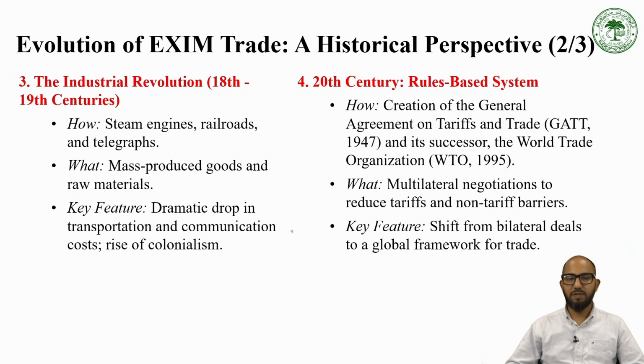Due to this rule based system, the focus was primarily on multilateral negotiations to reduce tariffs and non tariff barriers. Tariff and non tariff barriers are a type of tax in international trade, which we will be discussing in detail in the future slides. The key feature of this rule based system was the shift from bilateral deals to a global framework for trade. Due to this rule based system and the formation of the World Trade Organization, global trade emerged superior and the total volume of trade increased globally.